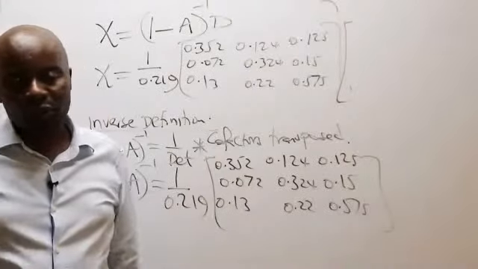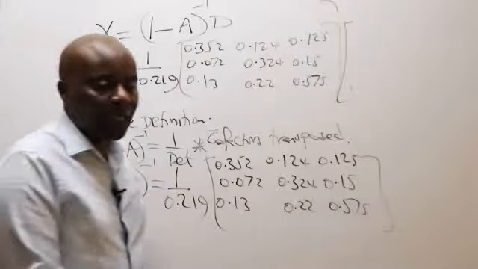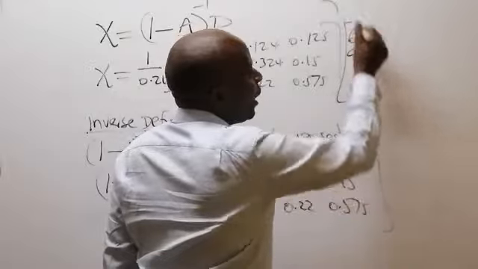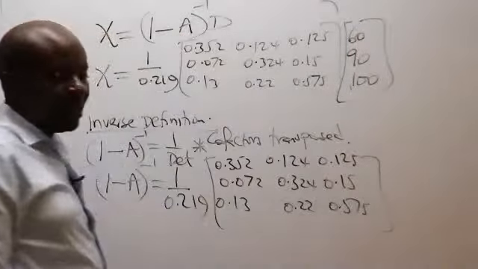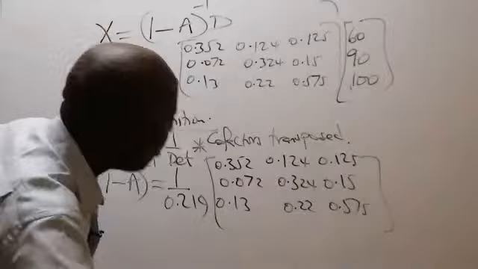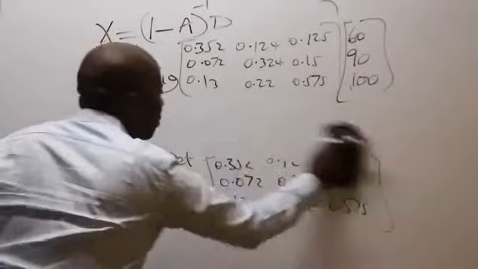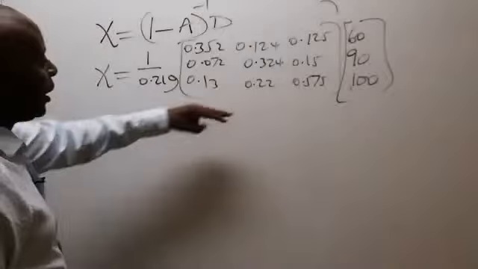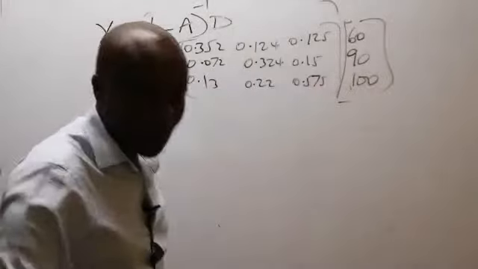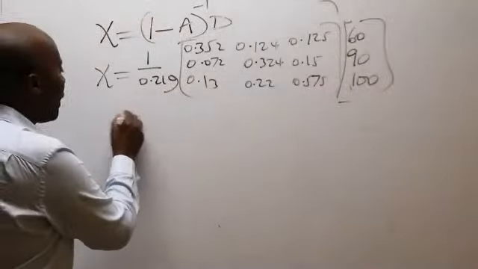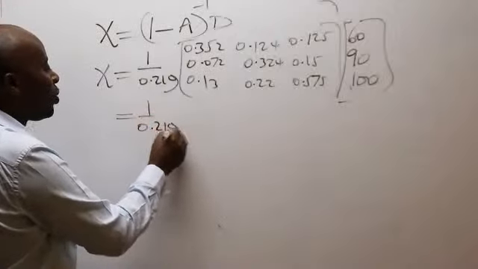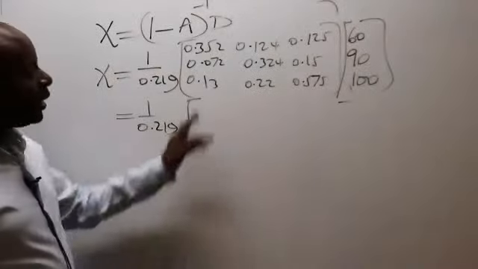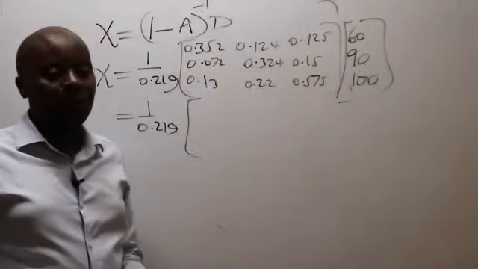Thank you very much. 60, 90, 100. But remember, they have to be captured in the form of a column. So ladies and gentlemen, what I'm going to do is quite a simple thing. I can see I've got a scalar and then two matrices multiplication. So I leave the scalar, 0.219, outside, and then I multiply the matrices themselves first.